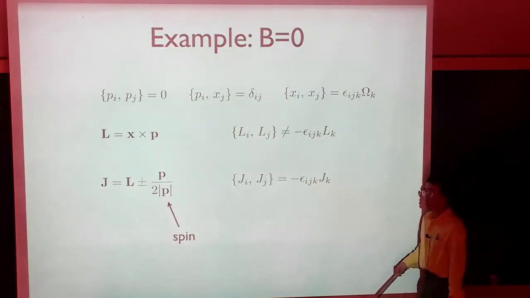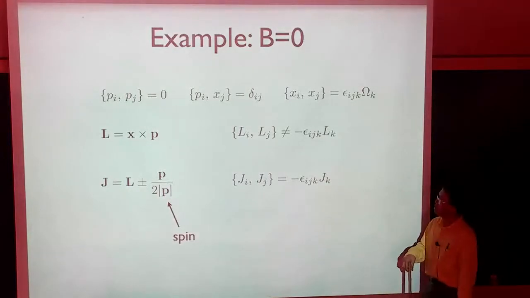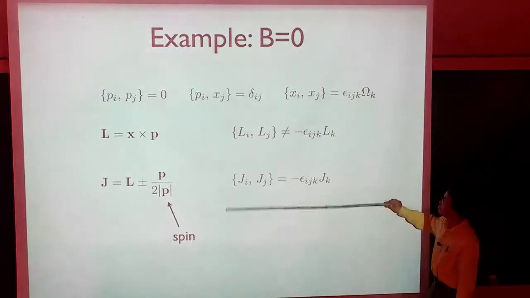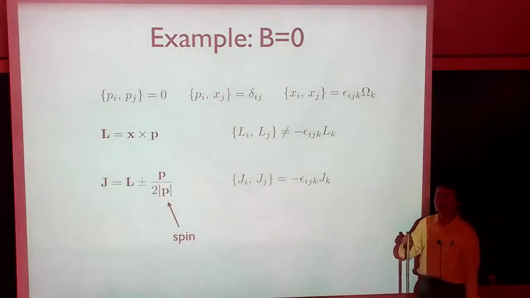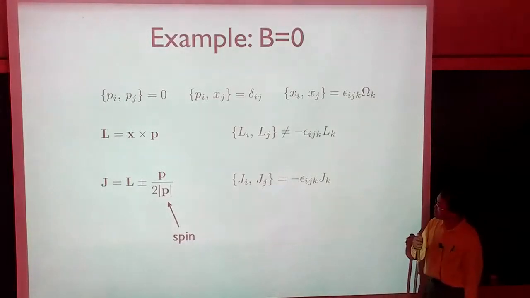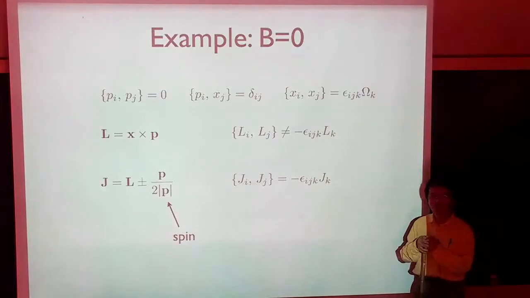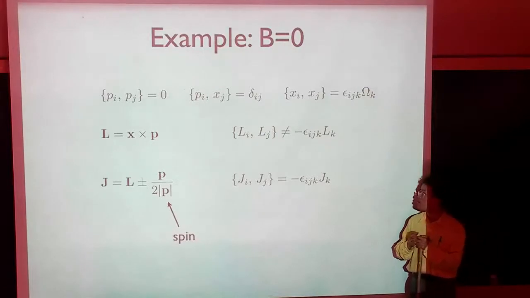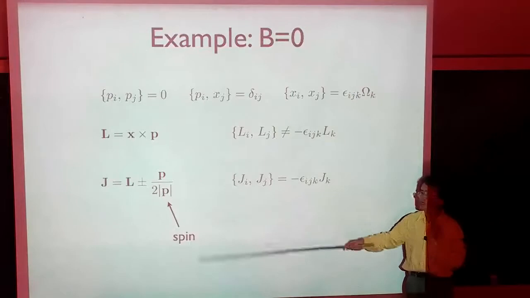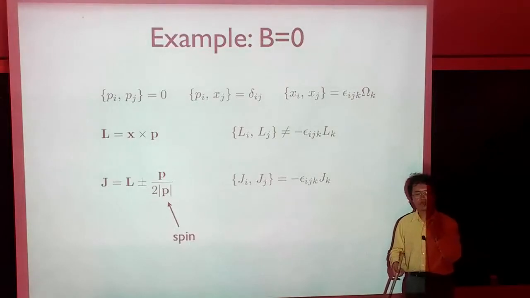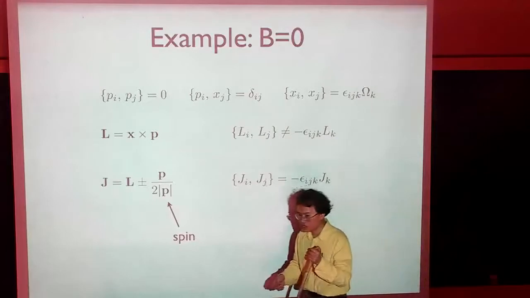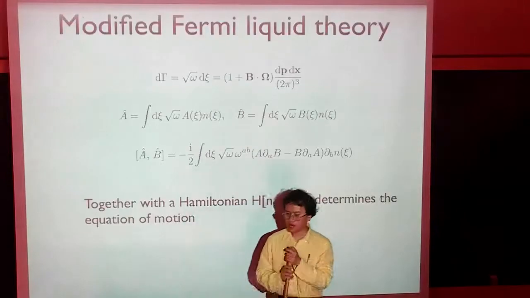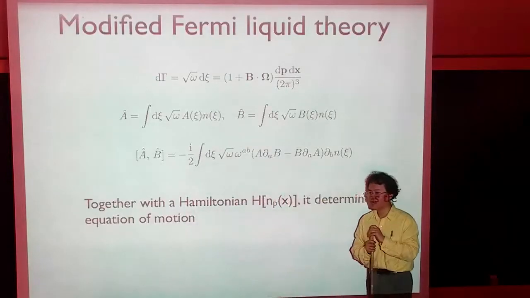But one can check that if we add to the orbital momentum a term p divided by 2 absolute value of p, then we restore the commutation relation. So this is the manifestation of the fact that for a relativistic particle like this, the angular momentum is the sum of the orbital momentum and the spin, and the spin is pointing along the direction or opposite to the direction of the momentum. So it's consistent. Okay, so now one can try to modify the Fermi liquid theory.